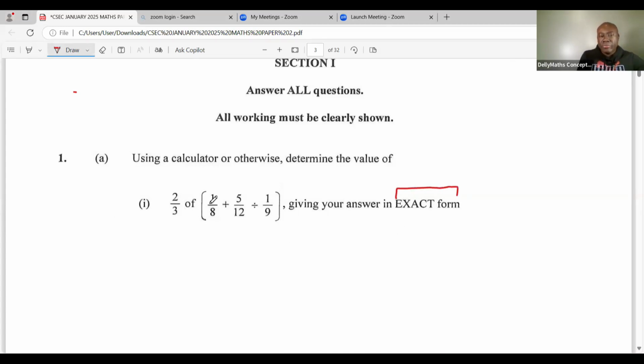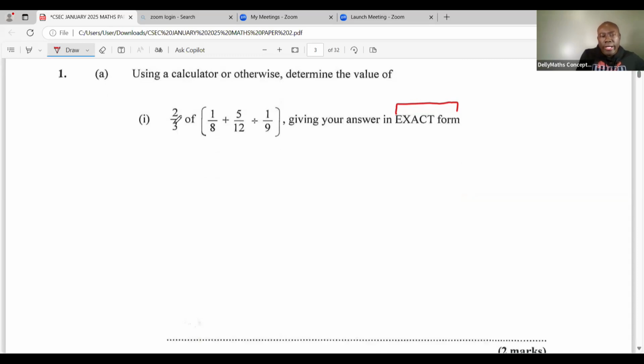First, we're going to focus on what is in the bracket. I'm not going to use a calculator. I'm just going to work it out the standard way. "Of" here stands for multiplication, but we're going to find what's inside the bracket first. Inside the bracket, we have the order of operations going on. So let us leave this here.